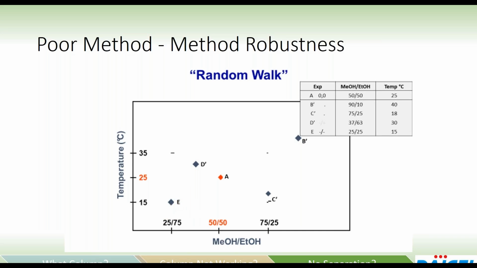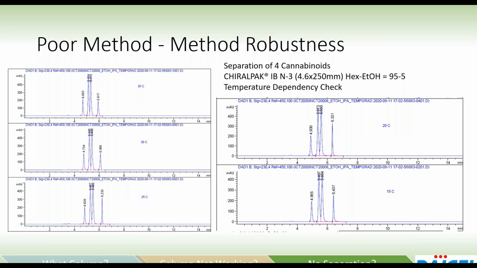So the central composite design is helpful in this endeavor. This is a separation of 4 cannabinoids to demonstrate this for you. This is a temperature dependency check. I held the mobile phase constant, 95.5 hexane ethanol, and I went from 35 degrees all the way down to 15 degrees.